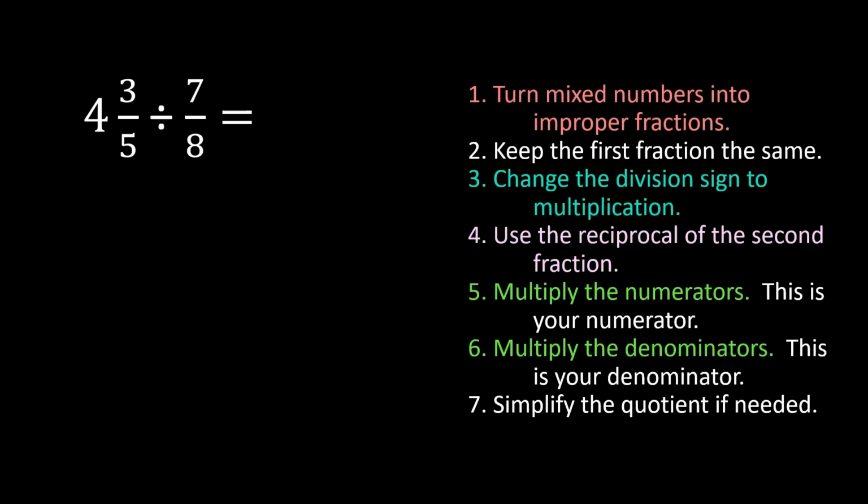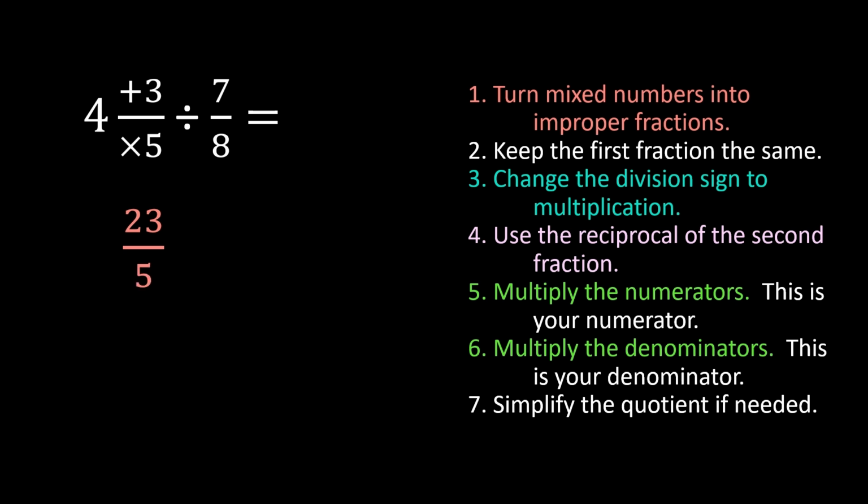In this example, we have 4 and 3/5 divided by 7/8. So we have a mixed number divided by a fraction. And our first step has to be to turn that mixed number into a fraction. And we do that by multiplying our denominator times our whole number and then adding our numerator. So 5 times 4 is 20, plus 3 is 23. So 23 is our numerator, and our denominator of 5 remains the same. And our second fraction is already a fraction, so we're going to leave 7/8 as it is.